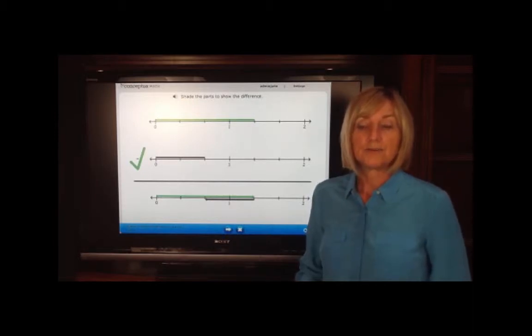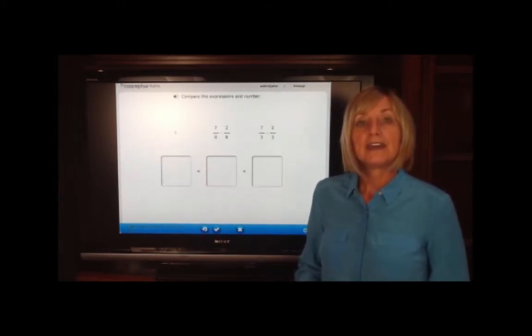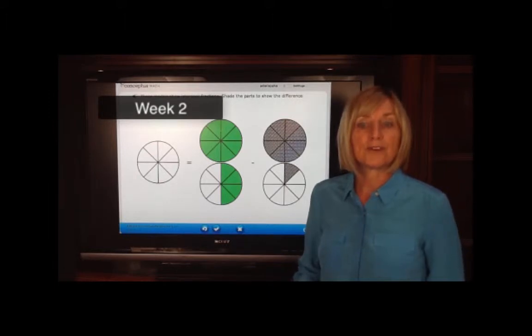And I also work with subtraction. And I work on models only and moving to numbers with different models and formats. And then I take subtraction expressions and I compare those to one whole and see if they're greater or less than. In the second week, students then take that understanding and work with improper fractions.